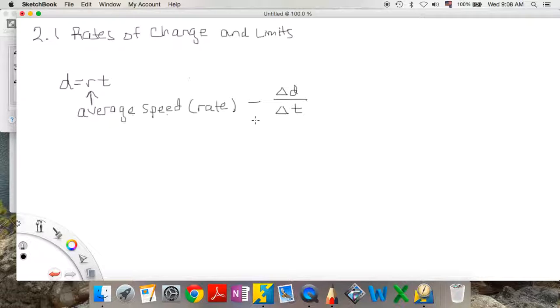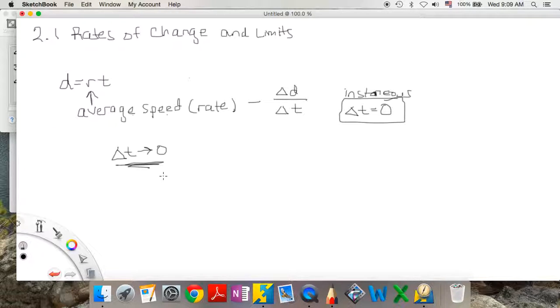But what happens if we want to know what our instantaneous speed is at a particular time? When we have an instantaneous speed, we can't look at the delta because our delta at that instant for an instantaneous rate of time would be 0. So if we're looking for an instantaneous speed, our delta t is 0. You can't divide by 0. We end up with an undefined term. So what we have to do is find what happens as our delta t goes towards 0.